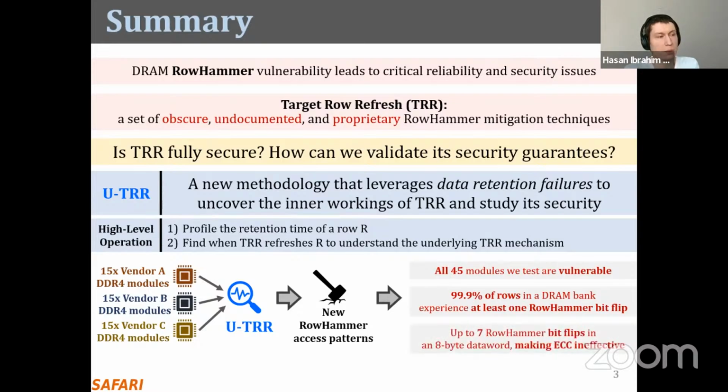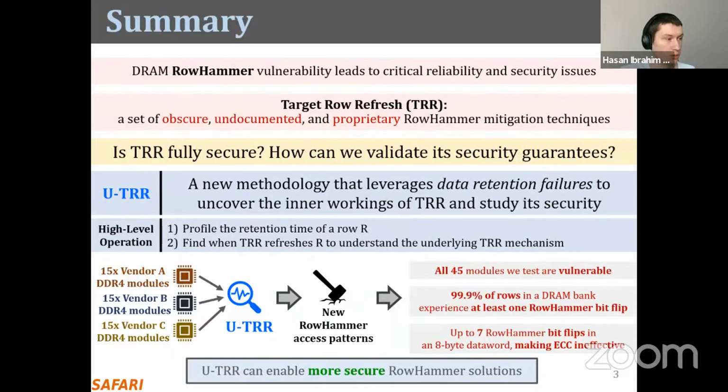And we observed that these access patterns lead to up to 7 RowHammer bit flips. And this is important because this is making ECC ineffective, which is usually designed to correct one bit error or one symbol, or detect two bit errors or two symbols. Being able to cause so many bit flips makes ECC basically unable to correct or detect so many errors. And we believe UTR can enable more secure RowHammer solutions going forward.